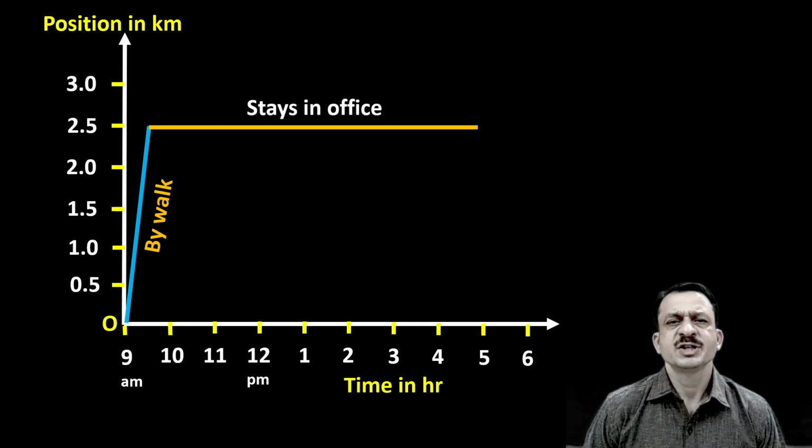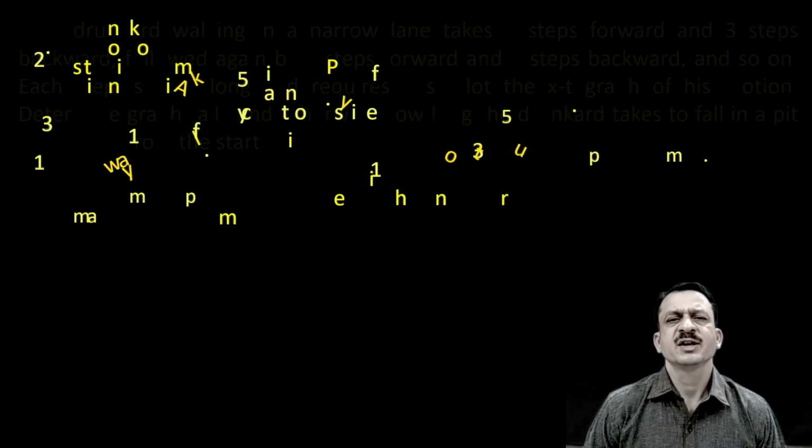After 5 p.m. she is returning home by an auto. That is given by this violet color straight line. Now look at the slopes of the blue color and the violet color. The blue line has a lesser slope and the violet line has a steeper slope. So this one is by auto. This graph represents the x-t graph of the woman going to office, staying there and coming back home. Like this we can draw the x-t graph.